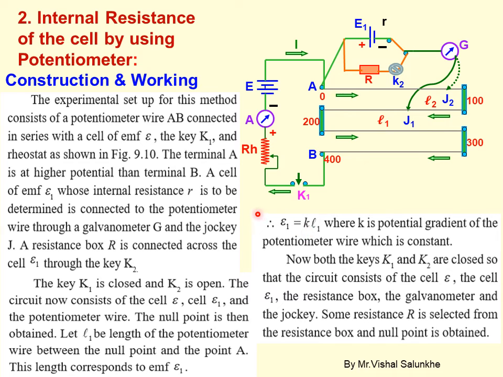In this case, what equation did we write? E1 is equal to KL1. So in the next case, what equation is going to come? Yes, V is equal to KL2, because again we are going to slide the jockey over the manganese wire, and in that case the balancing length will be L2. As there will be a potential drop, we will be writing V is equal to KL2. So we'll see the next slide.